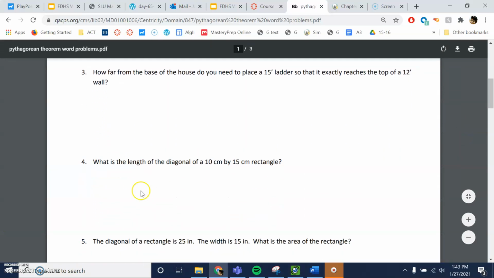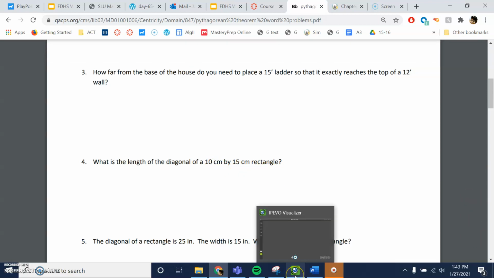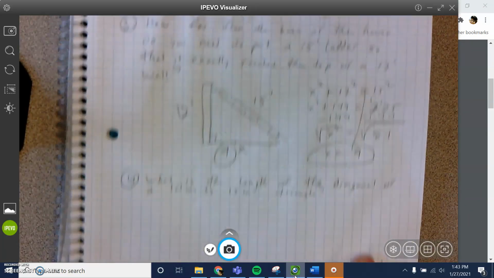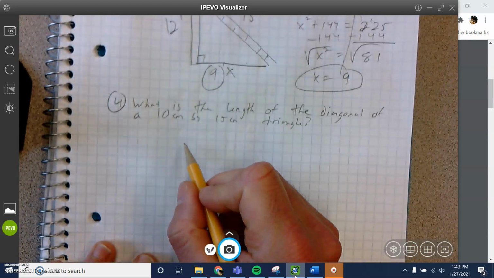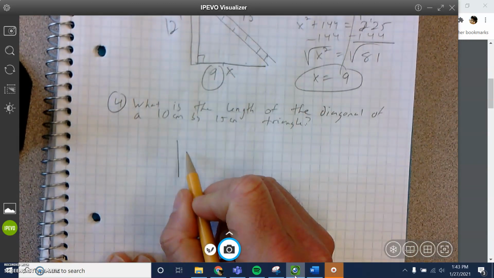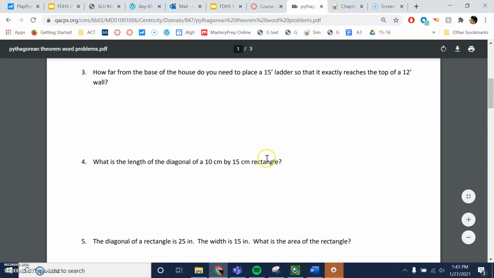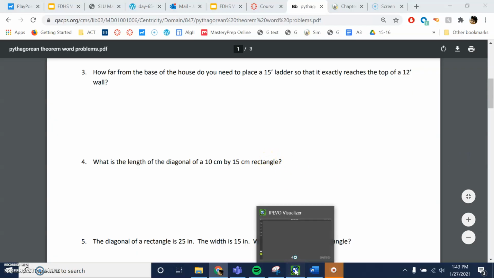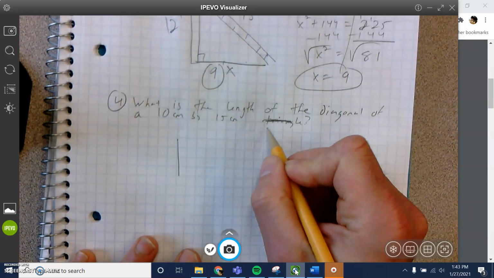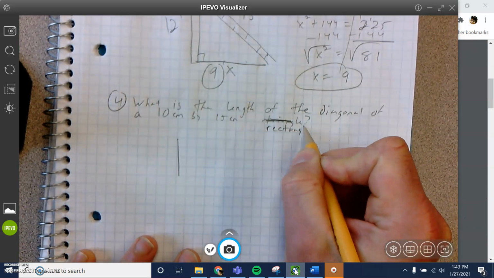Okay, let's try this one. Number 4, your turn. What is the length of the diagonal of a 10 centimeter by 15 centimeter rectangle? Go. Okay, let's try. Notice I wrote the problem down. So rectangle or triangle? Let's see. Rectangle. I don't know why I wrote triangle. That's silly. Rectangle.